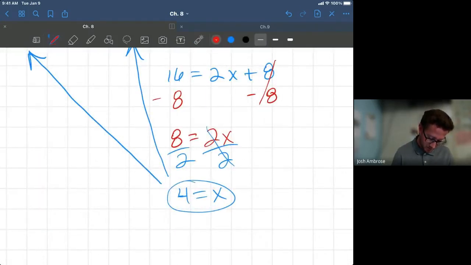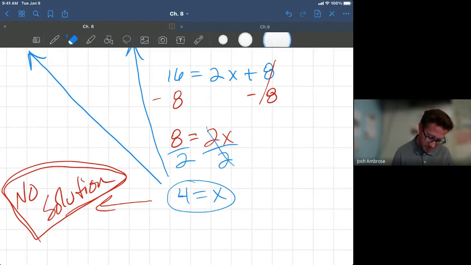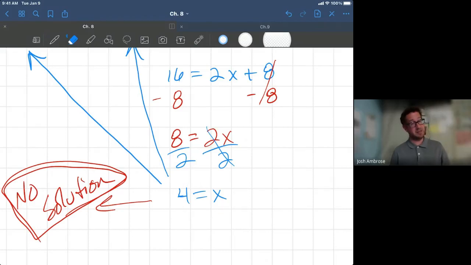So what we just determined after all that work, finding out that x equals 4, is that the answer is no solution. The answer is no solution. And in fact, just to not confuse you, I'm going to erase that circle because we know that that's not actually the answer. Now, what did we learn here? The unfortunate thing is that you've got to check your work based upon what the denominator would be.